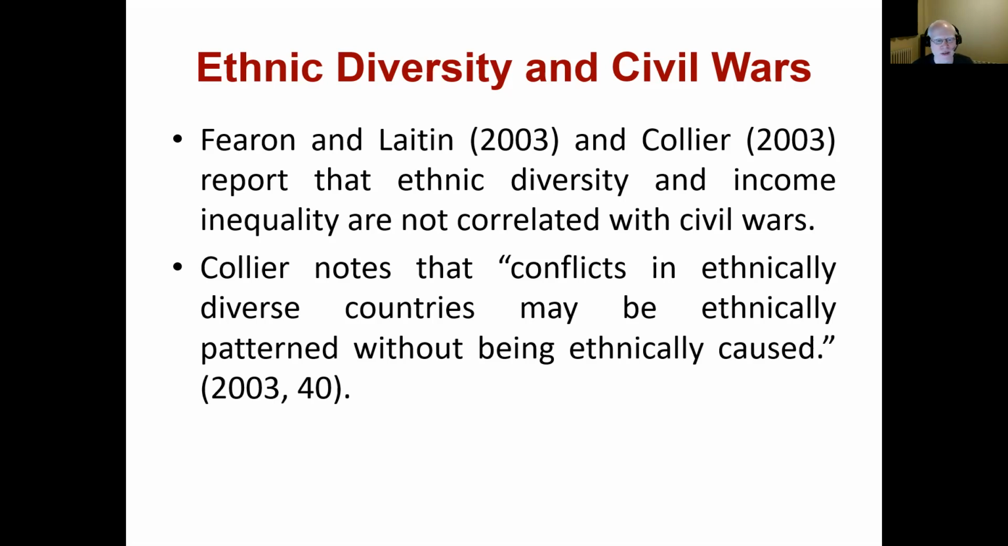We don't see that states that are more ethnically diverse have more civil wars than we find in ethnically homogenous or religiously homogenous states. So the likelihood of civil war breakout doesn't depend on ethnic diversity.